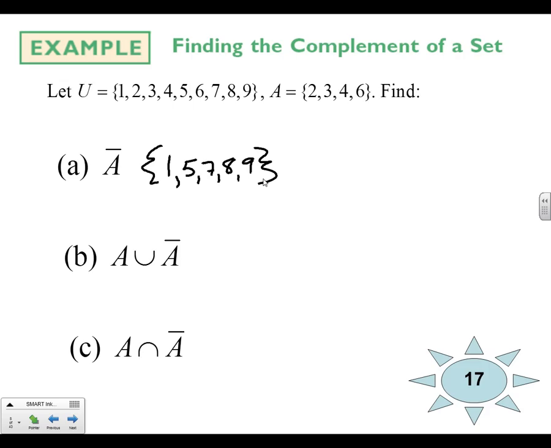Let's go ahead and skip B and C and jump right to 17. Pause the video, go ahead and try problem 17.